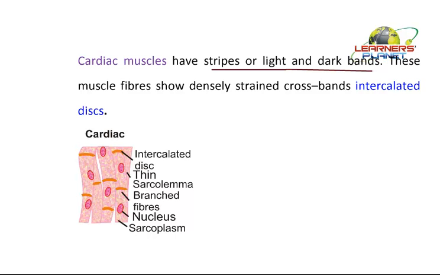Now if we compare it with the striated muscles, that is the skeletal muscles, although they also have these light and dark bands and are cylindrical in nature, they are still more prone to get tired. And of course their contraction rate may vary according to the physical activity of an individual person.